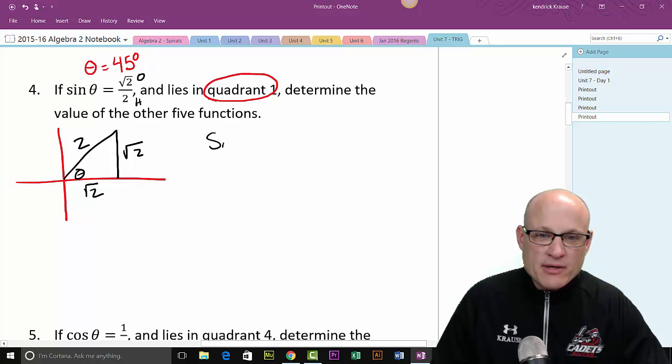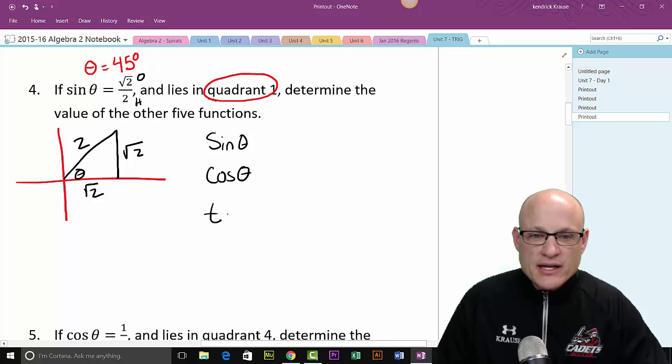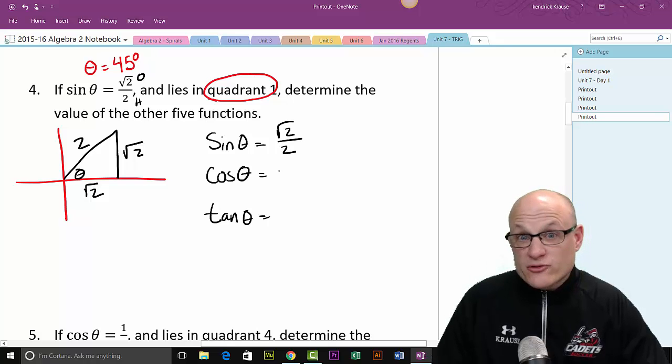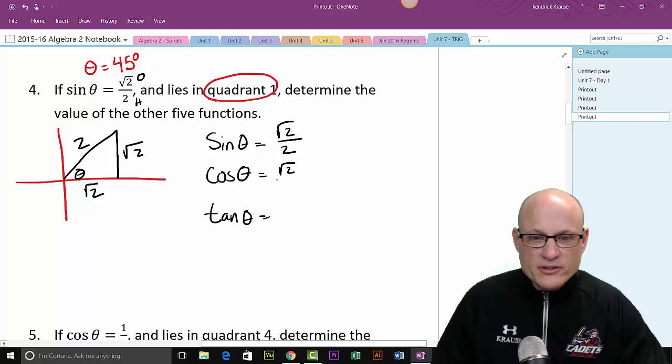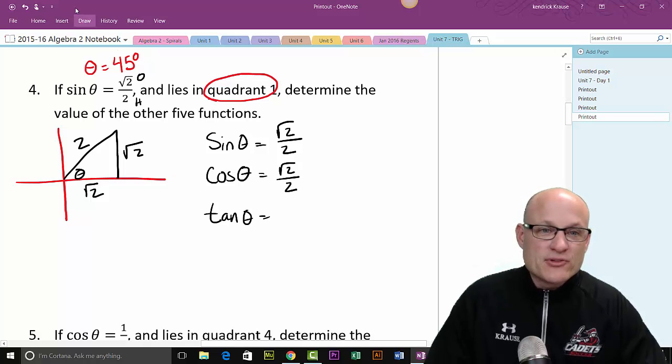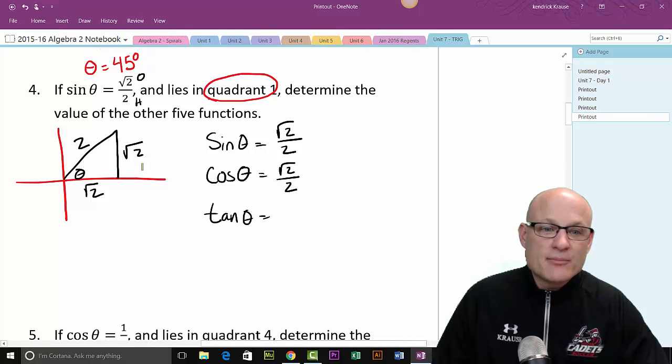So now I'm going to get my 6 trig functions: sine of theta, cosine of theta, tangent of theta. I'm just going to do these 3, though it says what are the other 5. I'm going to start with this one, square root of 2 over 2. Cosine would also be the square root of 2 over 2, since it's 45 degrees. And tangent is opposite over adjacent.